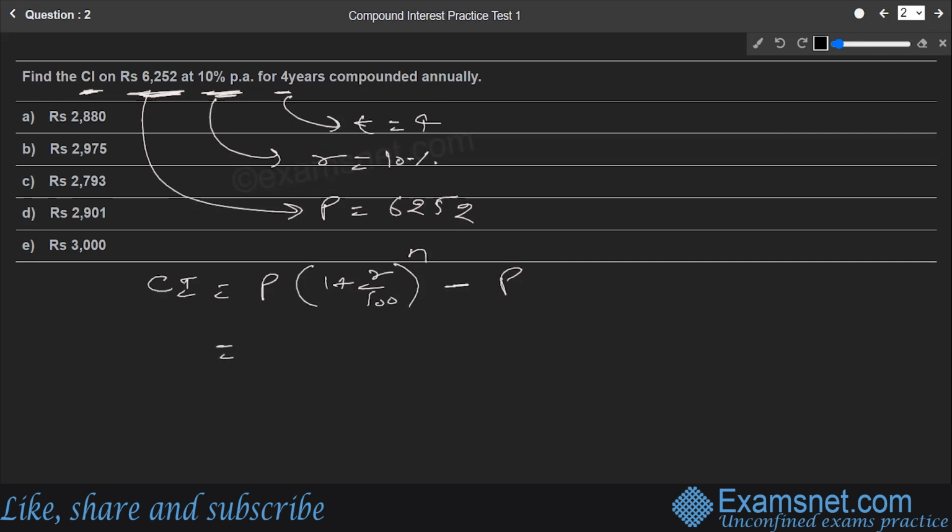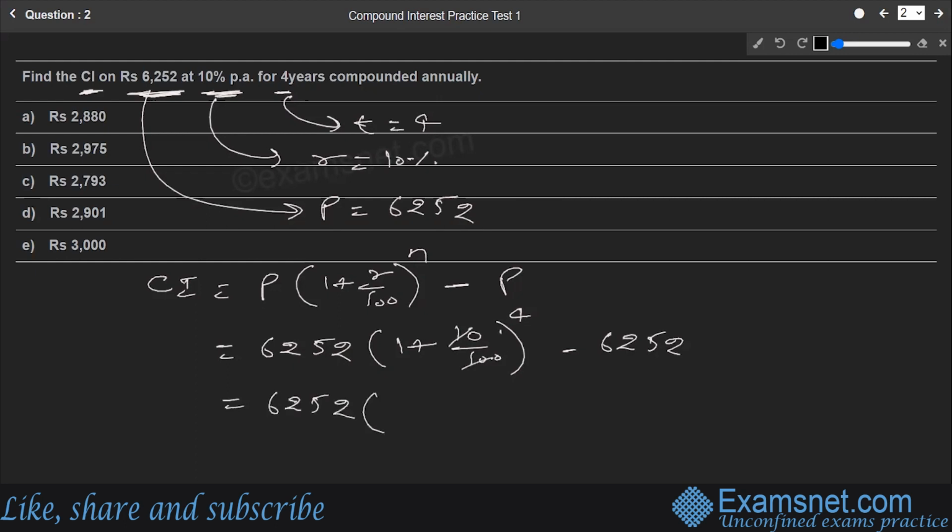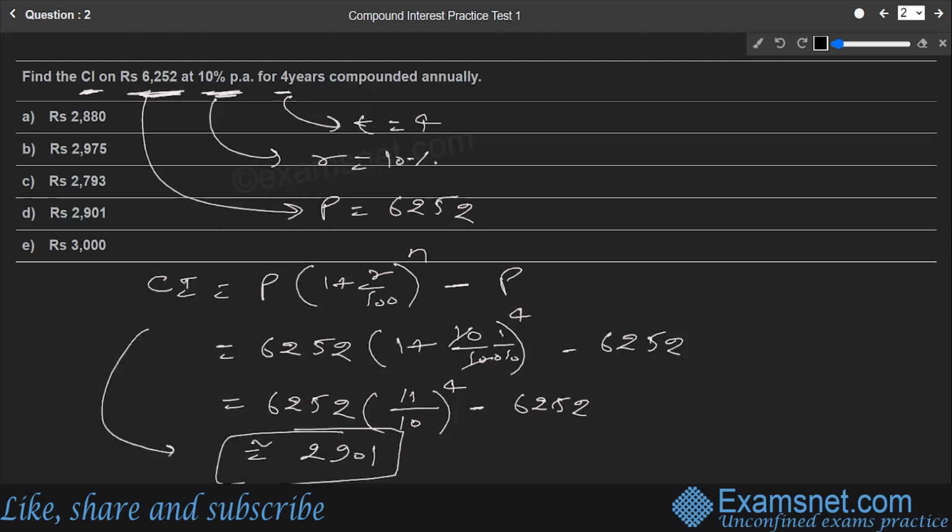If we do that, we're going to put all the values inside. This is going to be 6252 into (1 plus 10 by 100) to the power 4, the total time, minus the principal again, 6252. If we solve this further, it is 6252 into (1 plus 10 over 100, that is 1 by 10, so it's 10 plus 1, 11), so it's 11 by 10 to the power 4, minus 6252 again. We can solve this out, and it is ultimately coming out to be approximately 2901. So that is the compound interest value, which is available in option D, rupees 2901.